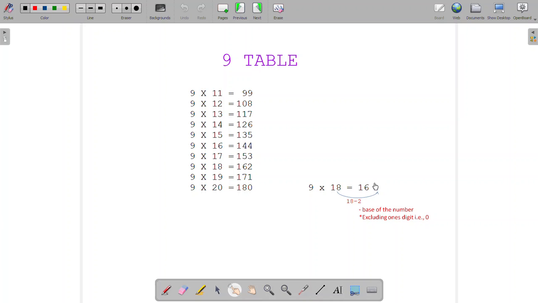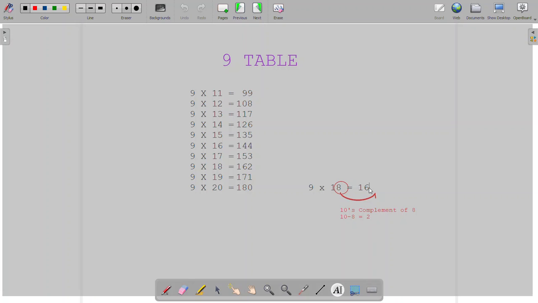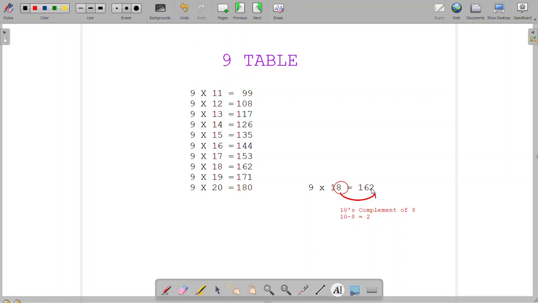For the second part of the result, we will take only the units place of the number we are multiplying. In this case, it is 8. And we will do the tens complement of it. See, we are considering only 8. Tens complement is nothing but 10 minus 8, that is 2. The remaining part, we can just keep it here. If we compare it, see here 9 times 18 is 162. The same trick can be used for any number.